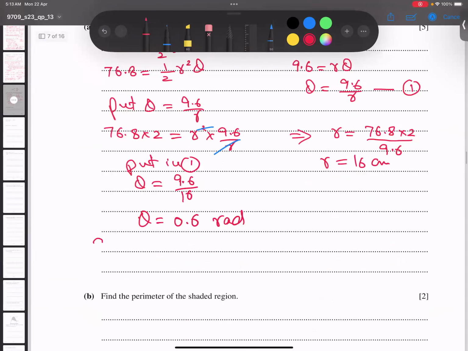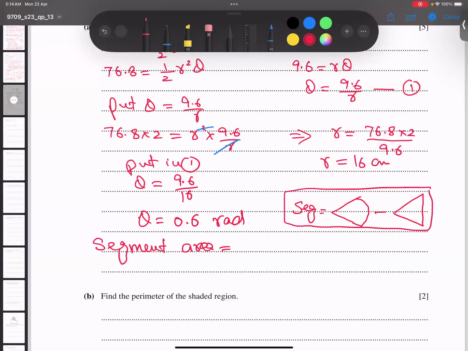And I'm saying segment area. So segment area is very clear. As I said, sector minus triangle will give you segment. So this is the plan we have. And what is the sector? Half r squared theta. R is this one and theta is this. So half r squared and theta 0.6.